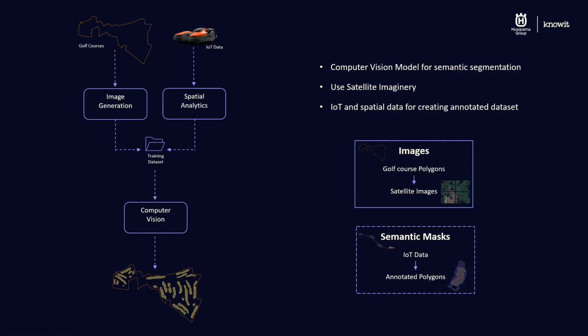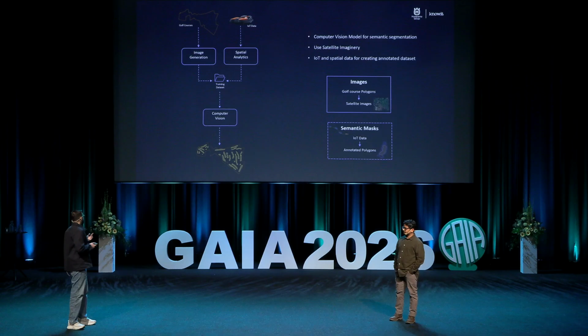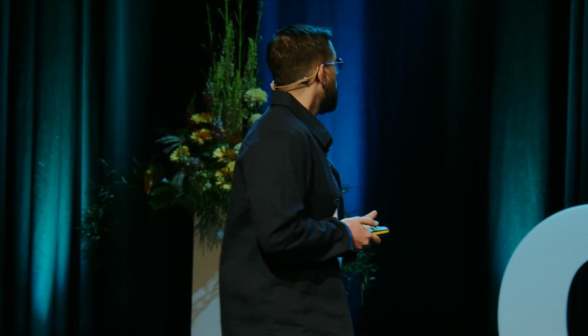Our initial approach looks a bit like the diagram here. We want to utilize computer vision in order to identify the areas on satellite images of golf courses. In order to do that, we want to build a dataset that consists of satellite images that we can get from the golf course perimeters, and also semantic masks that we can get from our internal data. We want to use our internal data as a semantic mask because we want to preserve the mowing characteristics. Our goal here is to prove that this project is feasible and that our data can support it.